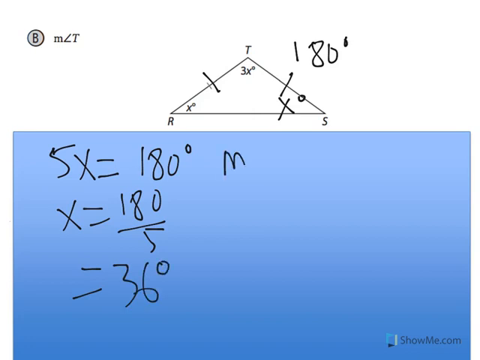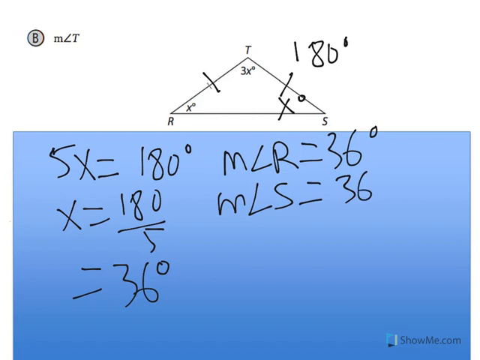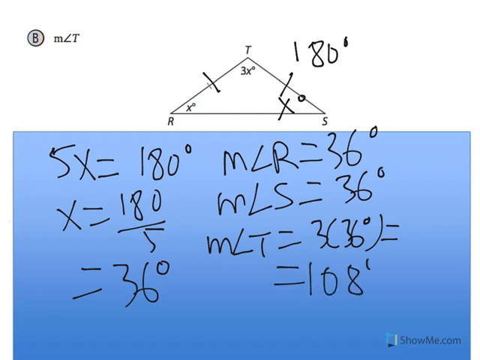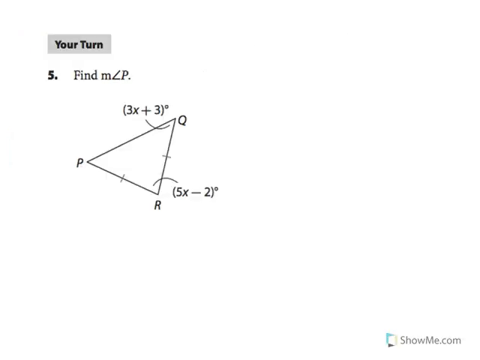So then we know that the measure of angle R is 36 degrees. The measure of angle S is 36 degrees, and the measure of angle T is 3 times 36. So that gives us 108. Okay, let's go on to example 5. Your turn. So it means that we want you guys to work this out, and I'll give you the answer in a minute.